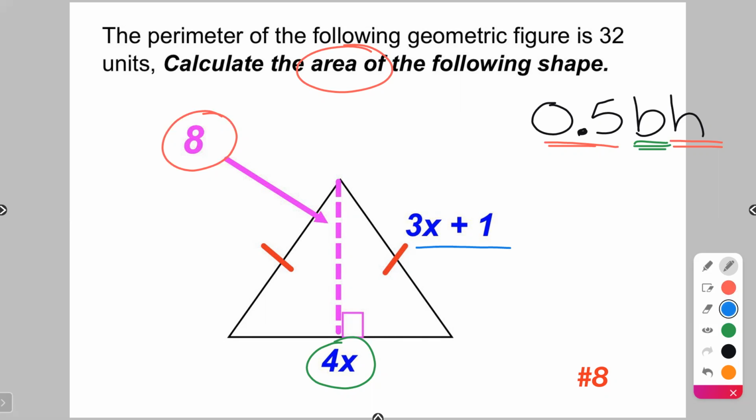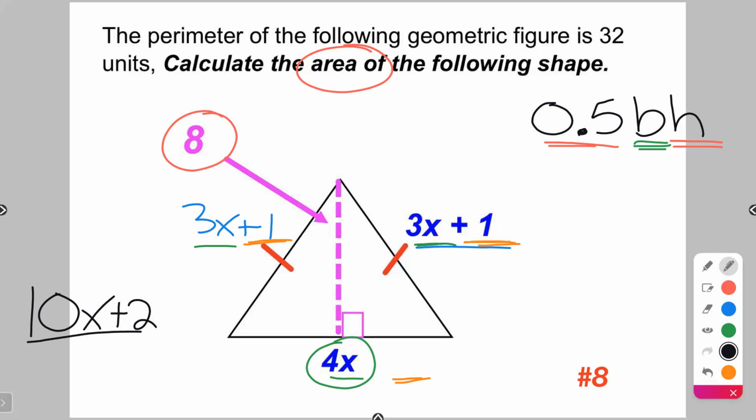Because I know the right side is 3x plus 1, and this is an isosceles triangle, the left side has to be 3x plus 1 as well. Step number 1, take your terms with x and add them all together. 3x and 3x makes 6x, and the bottom is 4x, so we have 10x total when you go around and add up all your x's. Then add up all your numbers that are not x. You've got a plus 1 on the left, a plus 1 on the right, and 0 on the bottom. When you add these up, that comes out to plus 2.